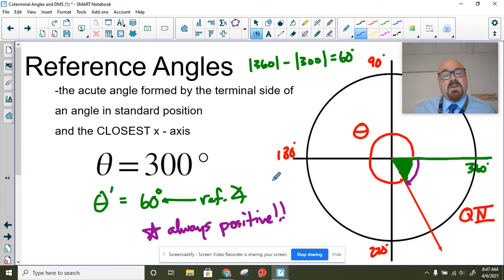We're going to talk about coterminal angles as well. Coterminal angles can be negative. Okay, reference angles cannot. So anytime you're asked to find a reference angle, when you find that closest x-axis and you find the measure of that angle, just make it positive, plain and simple. Okay, so as long as you can abide by that rule, you won't get reference angles and coterminal angles screwed up once we start talking about those.